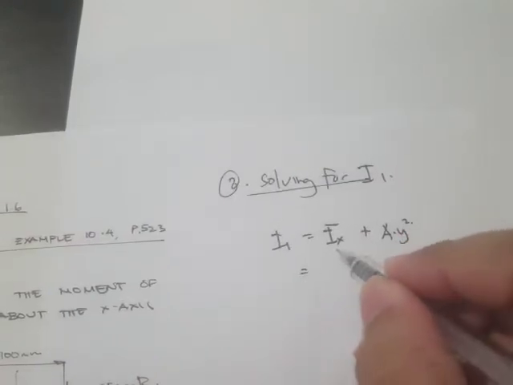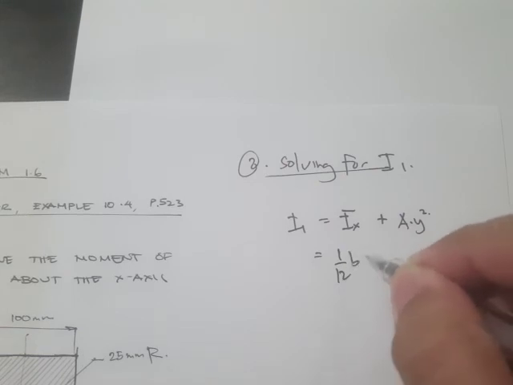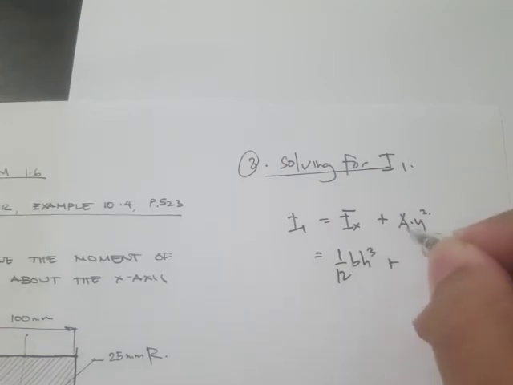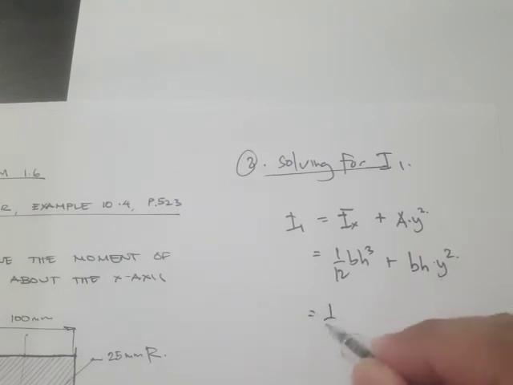So what is Ix at the centroid? This is 1 over 12 b h cubed, plus, what is the area? This is simply b times h, times the distance y squared. Now let's substitute all the values.